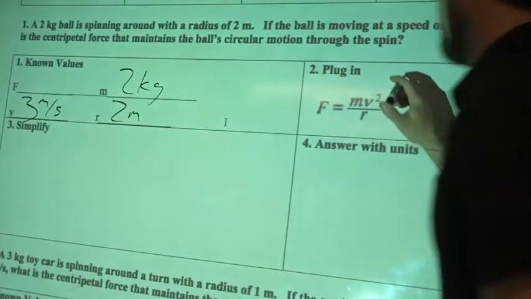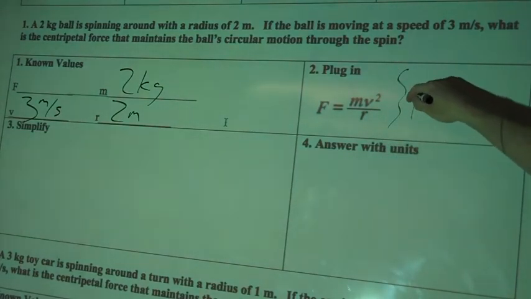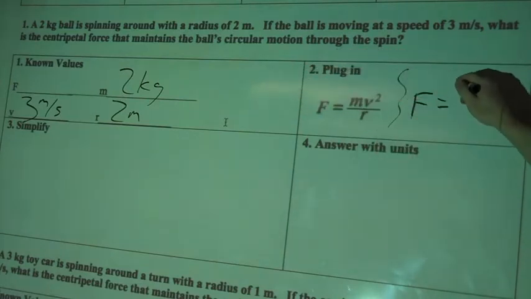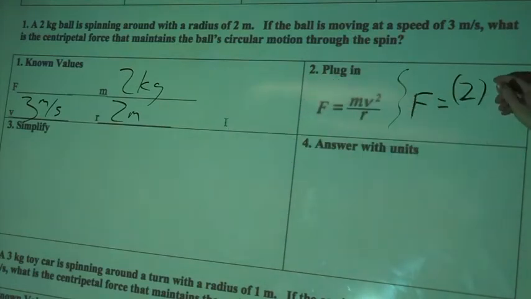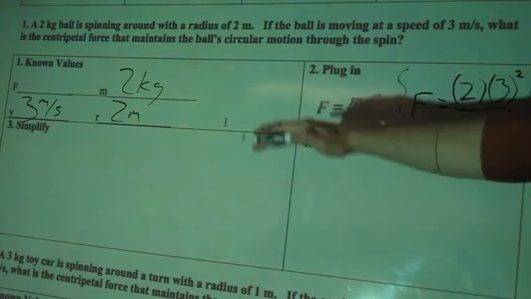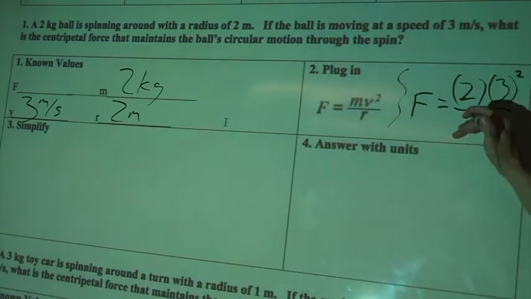Step 2 on this is plug in. So let's draw a little squiggly line here, and we'll plug in our values that we know. We don't know force, that's what we're solving for, so we're just going to leave F right there, equals. M, we know that the mass is 2 kilograms, so I'm just going to write 2 up there. We know that the velocity squared, right? The velocity was 3 meters per second, so I'm going to write 3 and then squared right above that. And then the radius, so the length of this string that the ball is spinning around, is 2 meters. The radius will be 2. Cool, so we've got everything plugged in.